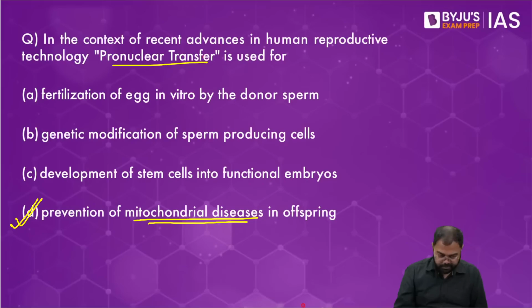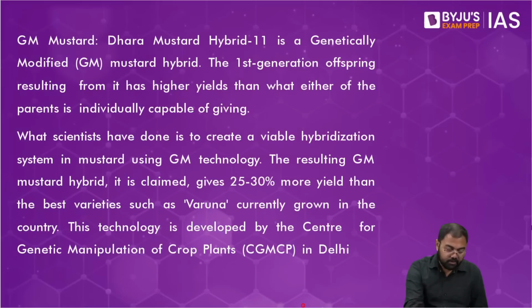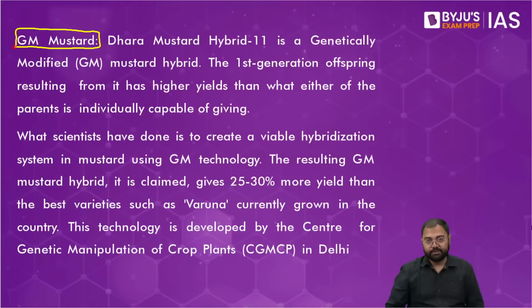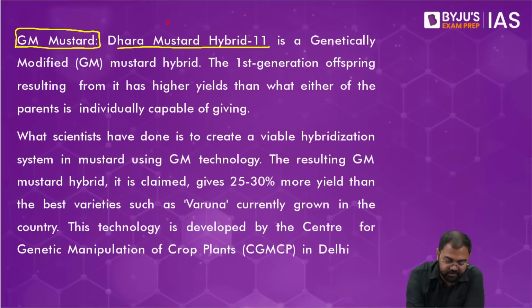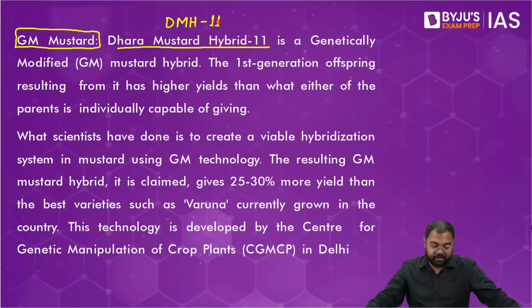Now coming to GM mustard, a variant of mustard that has often been in the news in the last 3-4 years. We have seen it. So there is this hybrid variant of mustard that was developed in India, called DMH-11, or Dhara Mustard Hybrid 11.